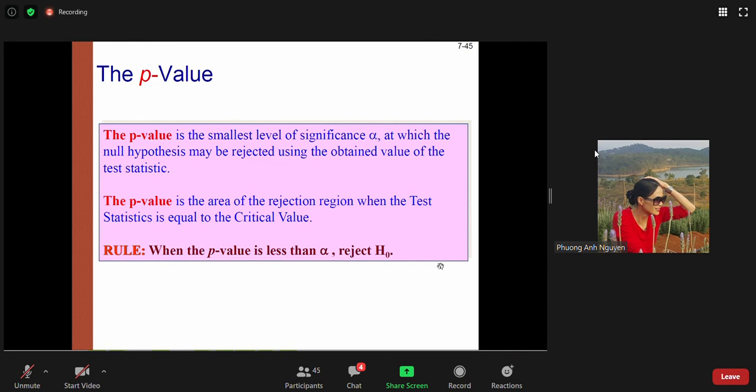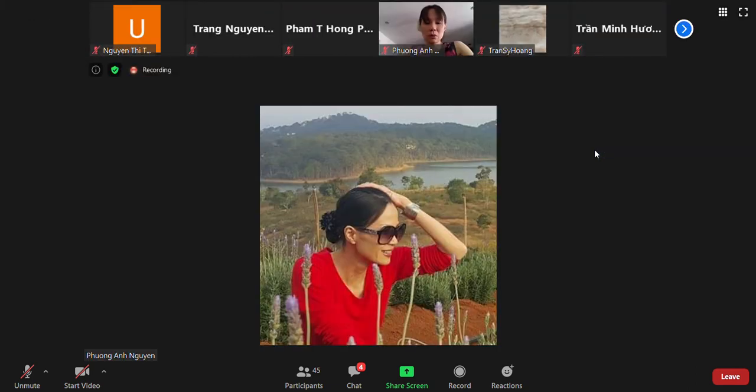The p-value is also the smallest level of significance alpha at which H0 can be rejected. But to me, the p-value is the probability of being wrong when we reject H0, and the p-value is the area of the rejection region when the test statistic is equal to the critical value. So I hope that you got the main ideas. Any questions? No questions? Okay.